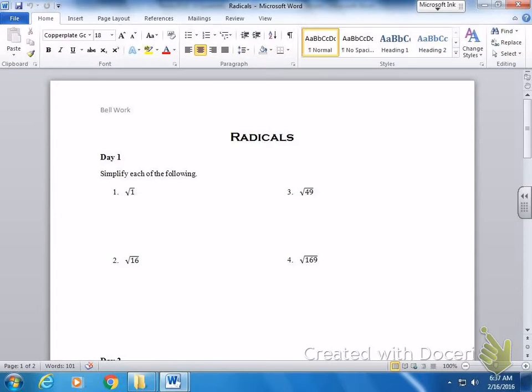Remember, on a STAR test, we could put in our calculator and compare it to the answers that they gave us. So if you can't do this, it's not the end of the world, but it is important. So this first one, guys, we have what we call perfect squares, numbers that, if we take the square root, will give us whole numbers. Like the square root of 1 is 1. The square root of 16 is 4. The square root of 49 is 7. And the square root of 169 is 13.